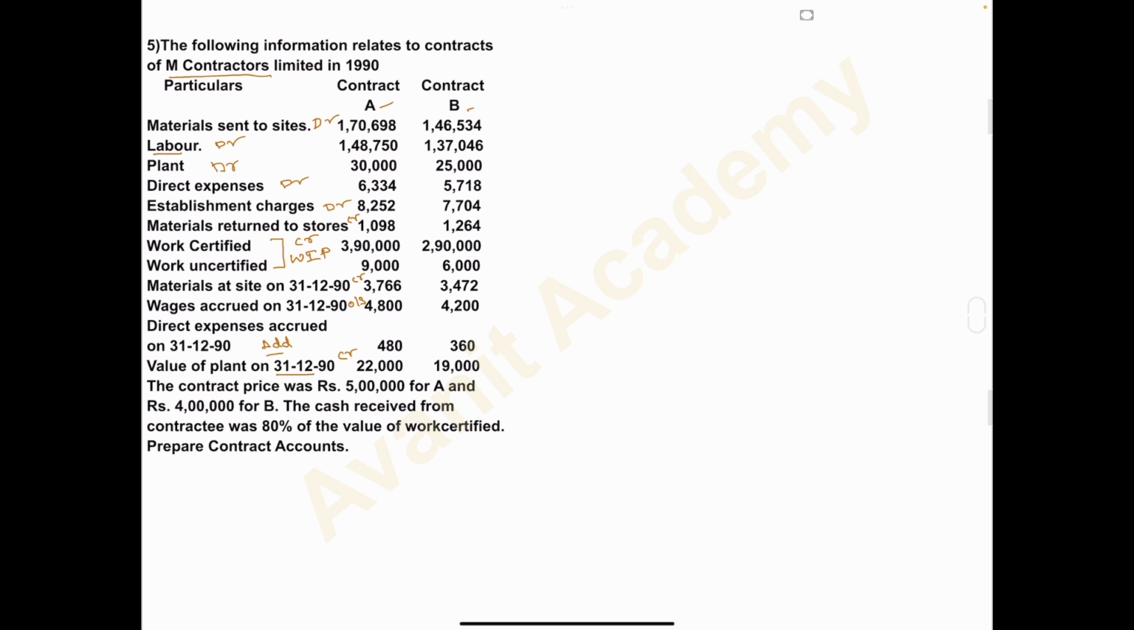The contract price was rupees 5 lakh for contract A and rupees 4 lakh for contract B. Understood? The contract price of contract A is 5 lakh and for contract B, the contract price is 4 lakh. The cash received from contractee was 80% of the value of work certified. Prepare contract account. So certain information they have given. Let's prepare the contract A and contract B.